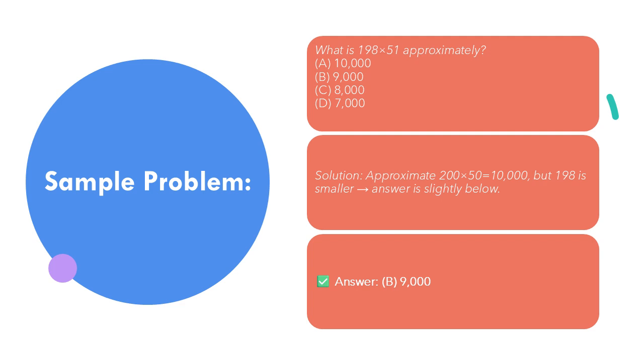Why use estimation and approximation? Saves time. You don't have to do long multiplication. Helps eliminate wrong answers quickly. Great for mental math on the ACT. So next time you see a big multiplication problem, don't panic. Round, estimate, and pick the best answer.